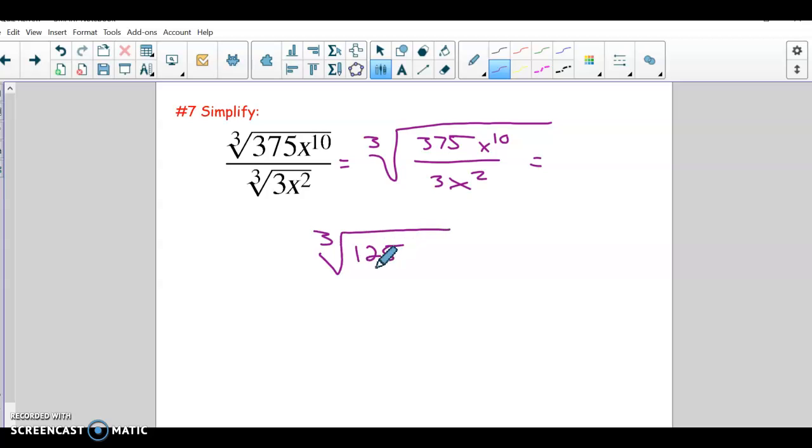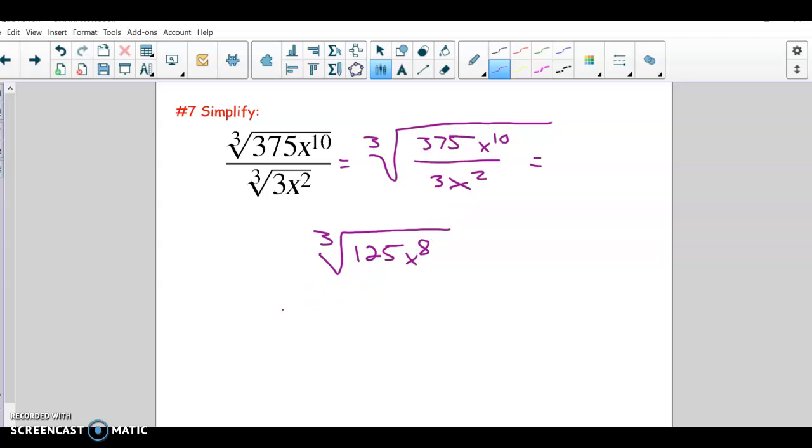I don't know if that's really a perfect cube number. Or is it? Yeah, it is actually. That's 5. Cube root of 125 is 5, so that's great. And then my x's I'm just going to subtract. So 10 minus 2, I get x to the 8.